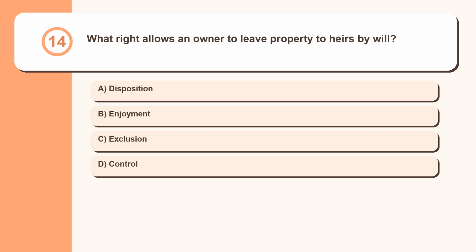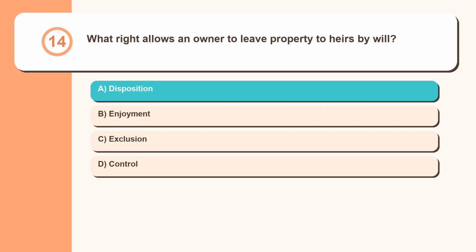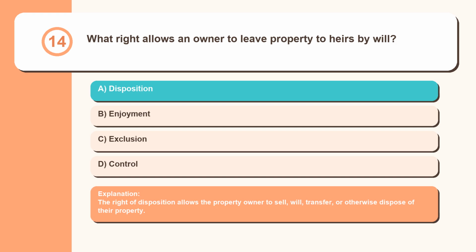Question 14. What right allows an owner to leave property to heirs by will? Disposition, enjoyment, exclusion, control. The right of disposition allows the property owner to sell, will, transfer, or otherwise dispose of their property.